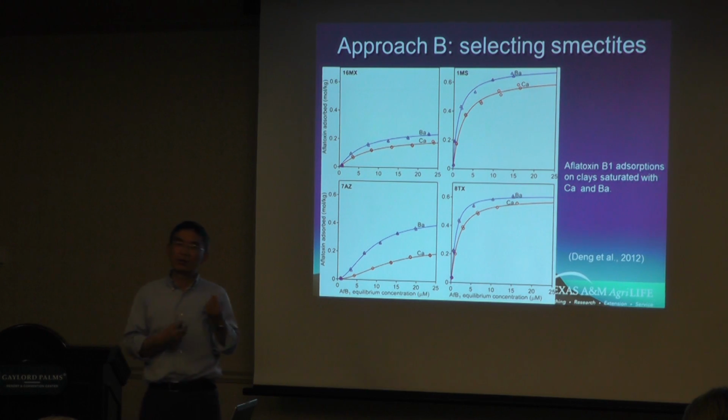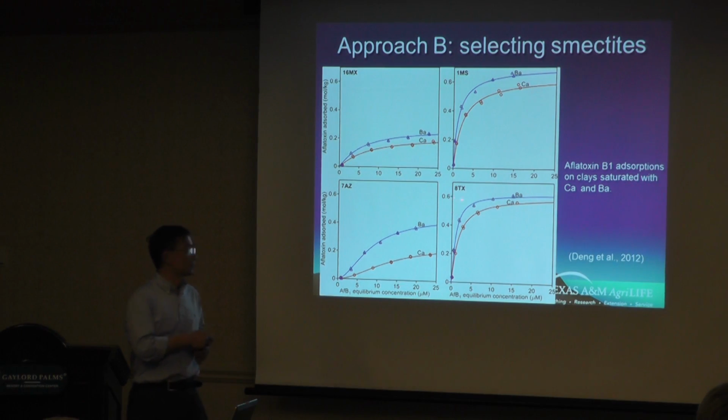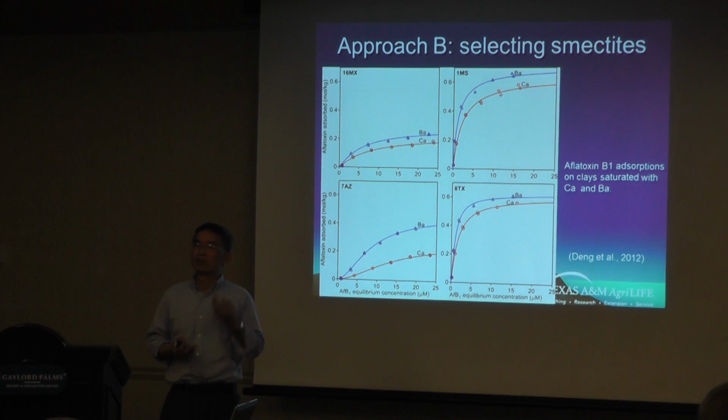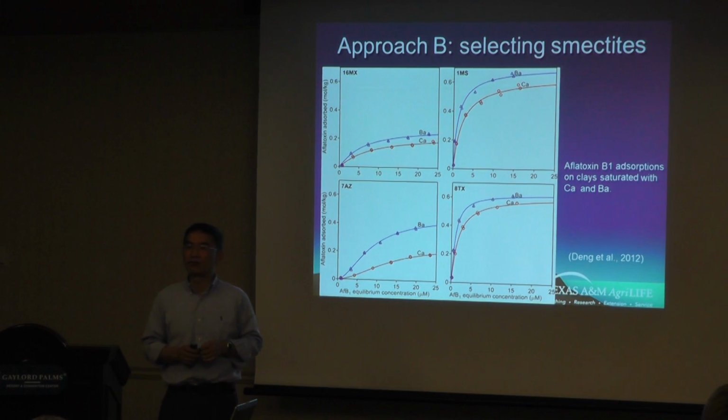I want to give you some idea. If the unit here is 0.6 mole per kilogram, and the molecular weight of aflatoxin is 312, if you do a calculation, 0.6 mole per kilogram is equivalent to 20% by weight. That means 1 gram of clay can adsorb 0.2 grams of aflatoxin. So that's a huge amount of aflatoxin adsorption.